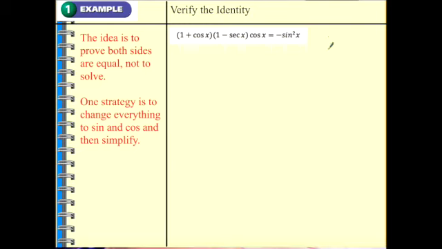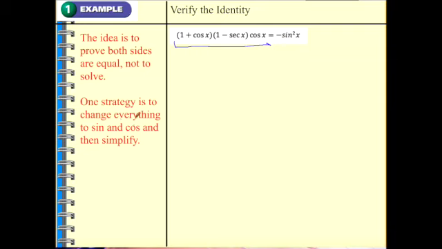So here we are with example number one. We're given this identity and we're asked to prove that it is in fact true. So let's go ahead and start with one of my very favorite strategies. I like to change everything into sines and cosines and then simplify. I'm going to pick the more complicated side. Hopefully you already noticed that this side here seems to be a little bit more complicated than negative sine squared. So that's the side that I'm going to start with.